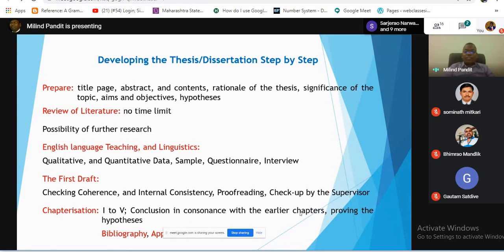Proofreading is a must. Go through many of the theses that are available to us, maybe on a website like Shodhganga, etc. We find that the syntax and semantics of the thesis have always been problematic. Most of the theses we can find have been faced with this.